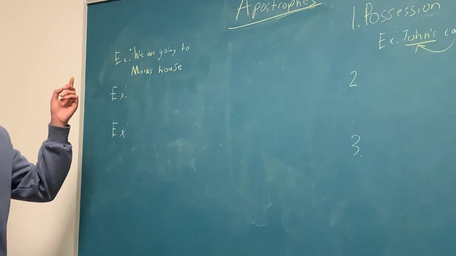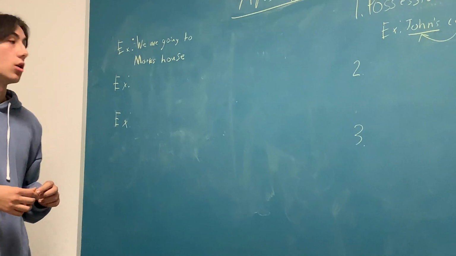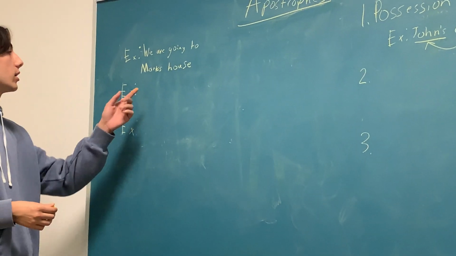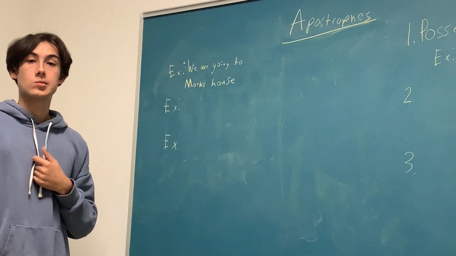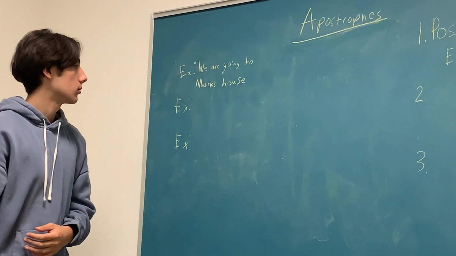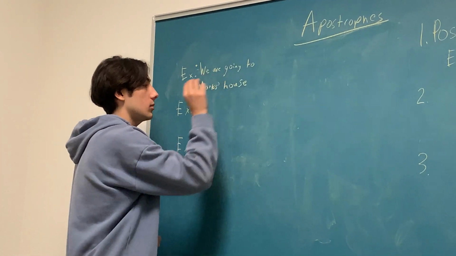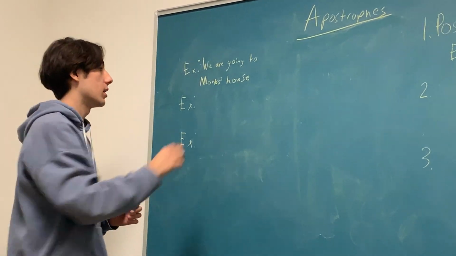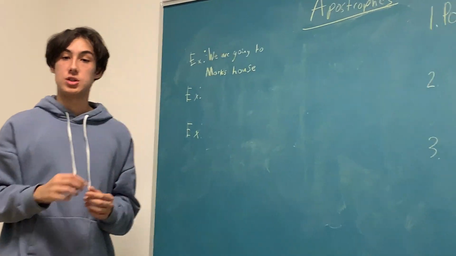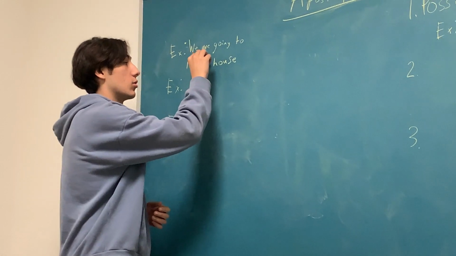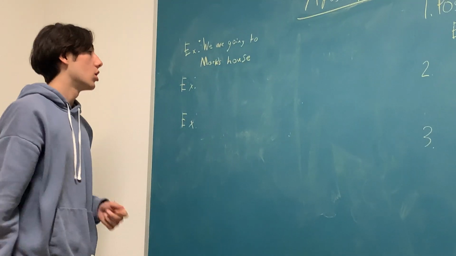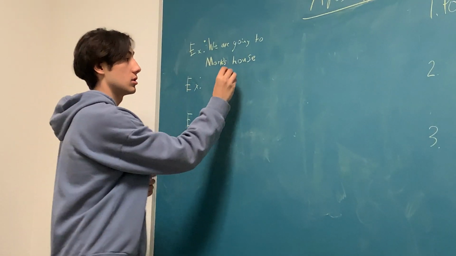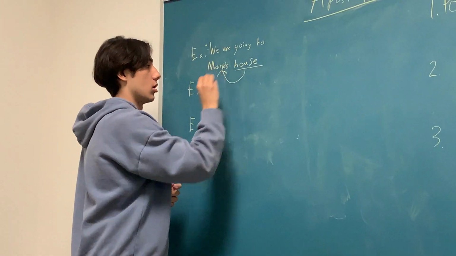We are going to Mark's house. So my first question is where does the apostrophe go in the sentence? After the S in Mark. See, that's a good guess, but that would be used to mark plural possession. So the correct place in the sentence would be in between the K and the S, which tells us that the house belongs to Mark.